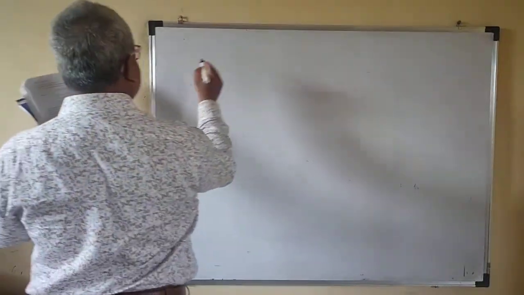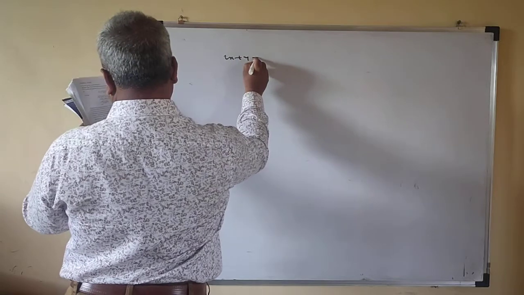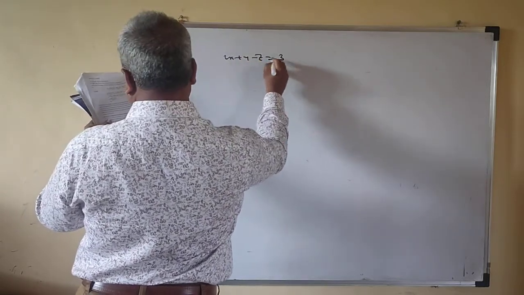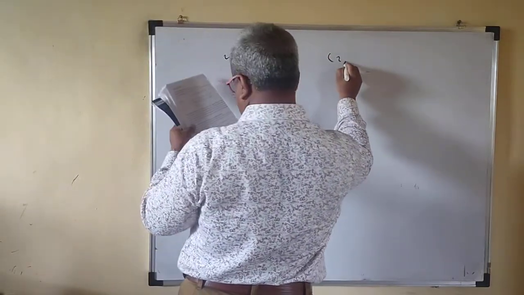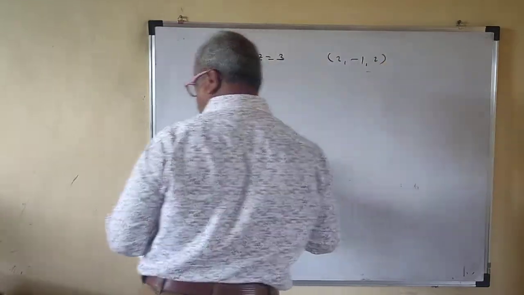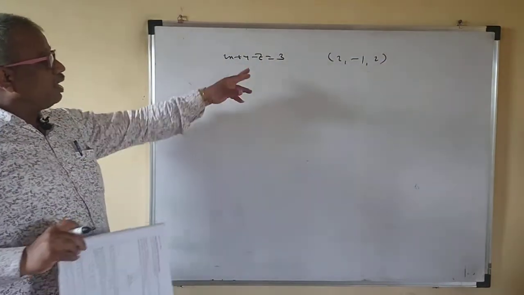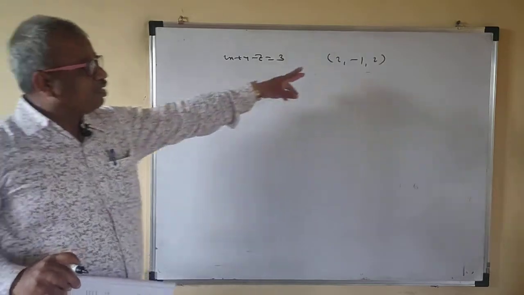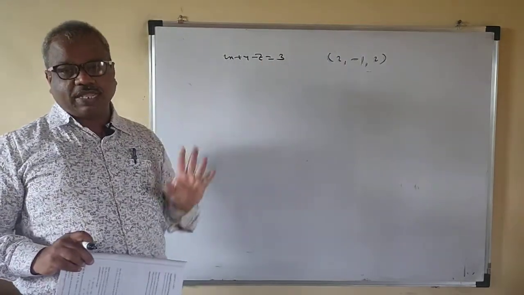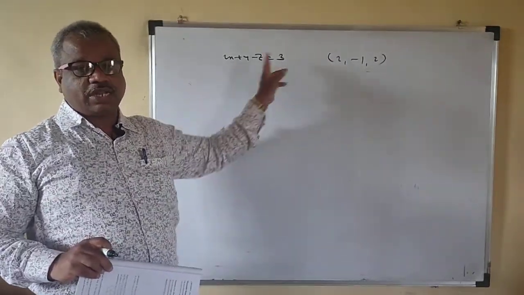Now suppose we have the equation of the plane 2x + y - z = 3, and we are given the point (2, -1, 2). Where does this point lie with respect to the plane? When we say that a point lies on the plane, it means it satisfies the equation of the plane.